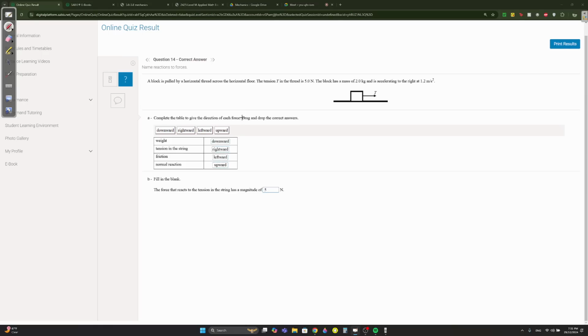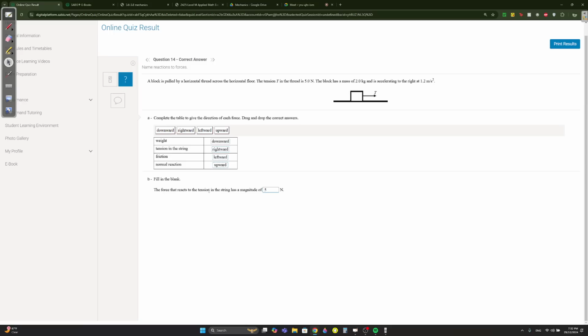Question 14. A block is pulled by a horizontal thread across the floor. The tension T in the thread is 5 newtons. The block has a mass of 2 and it's accelerating to the right at 1.2. Okay. No calculations needed here. Just read the question. Obviously, the weight is going down. The tension is pulling it to the right. Friction is obviously to the left. The normal reaction is always perpendicular to the surface.